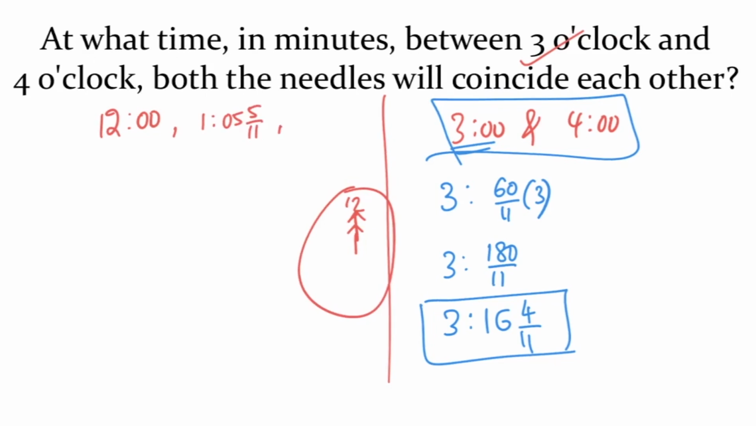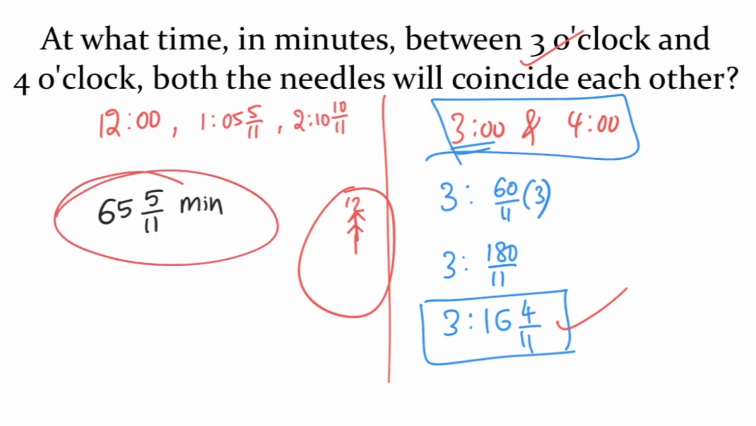After that they coincide at 2 hours 10 10/11 minutes. After that they coincide at 3 hours 16 4/11 minutes. If you notice, they are coinciding after every 65 5/11 minutes. That's an important result. Both the hands of the clock coincide after every 65 5/11 minutes, or 1 hour 5 5/11 minutes.